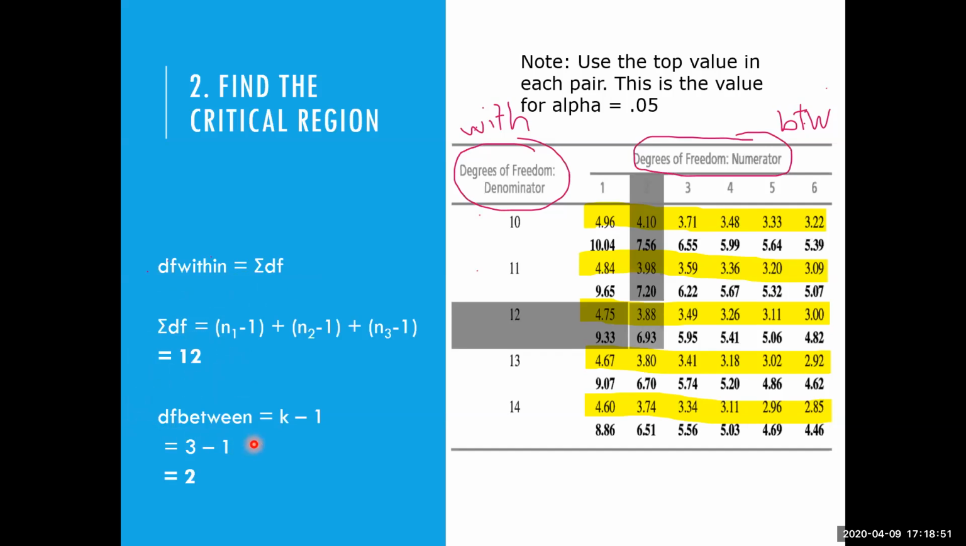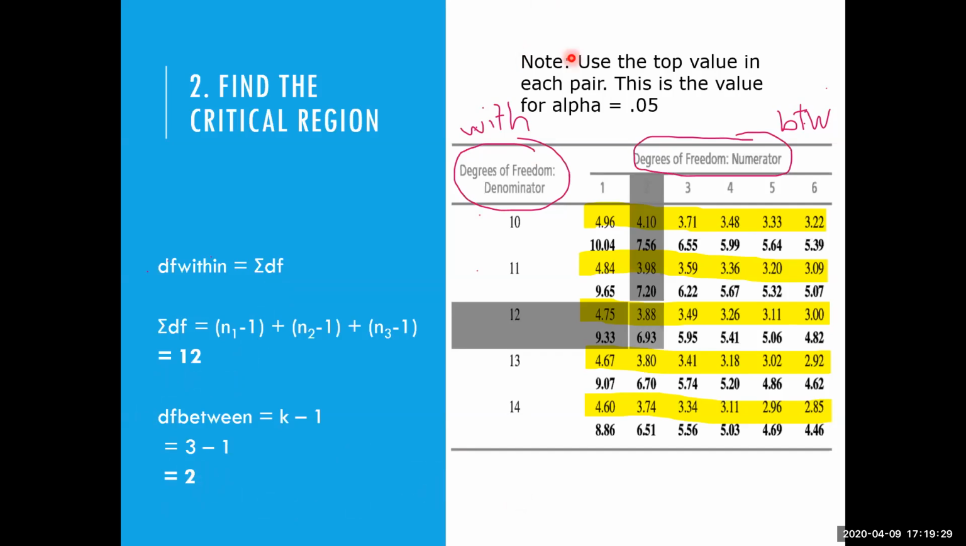Then we have to calculate our degrees of freedom between, which is simply k minus 1. If you remember, k stands for the number of levels of the factor, in other words, the number of treatment groups. In this case, we have 3 treatment groups minus 1, and that would be 2. So our degrees of freedom between is 2. Okay, so once we have the degrees of freedom within, 12, and the degrees of freedom between, just 2, then we need to consult our F table.